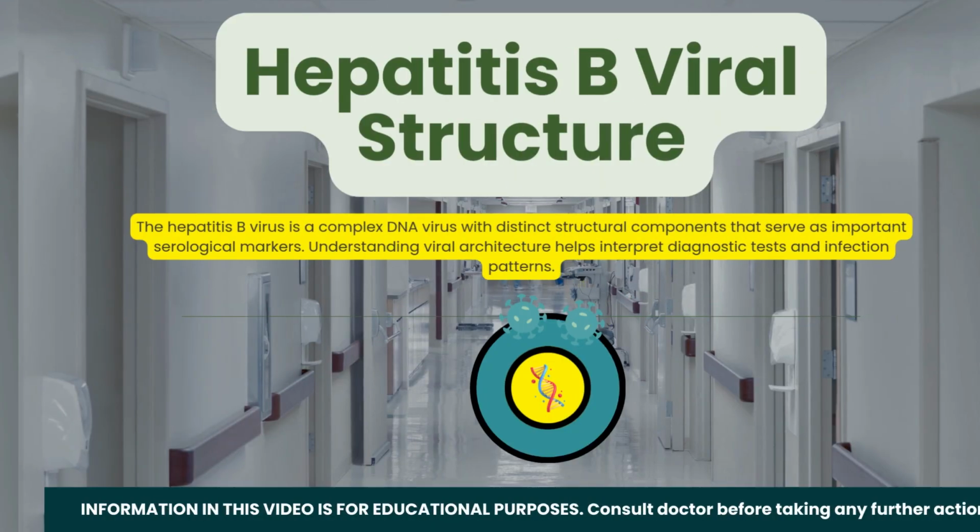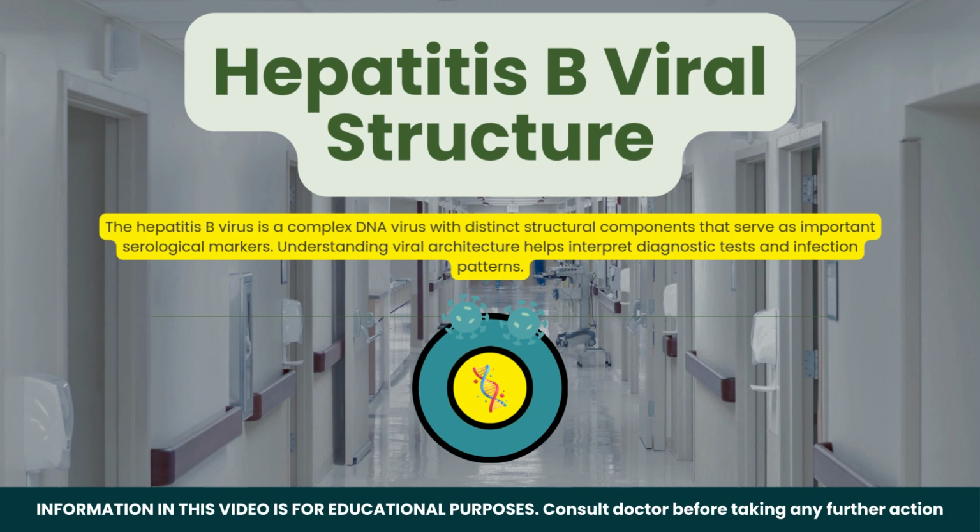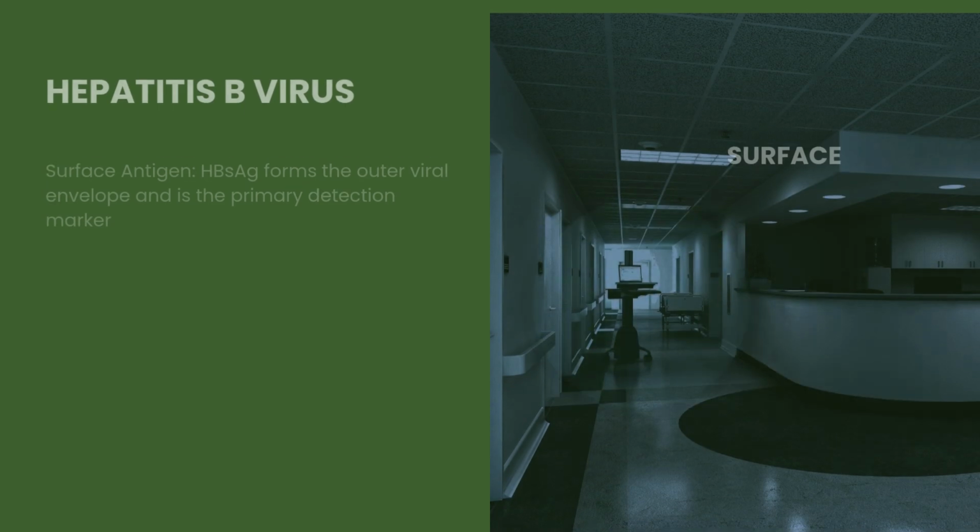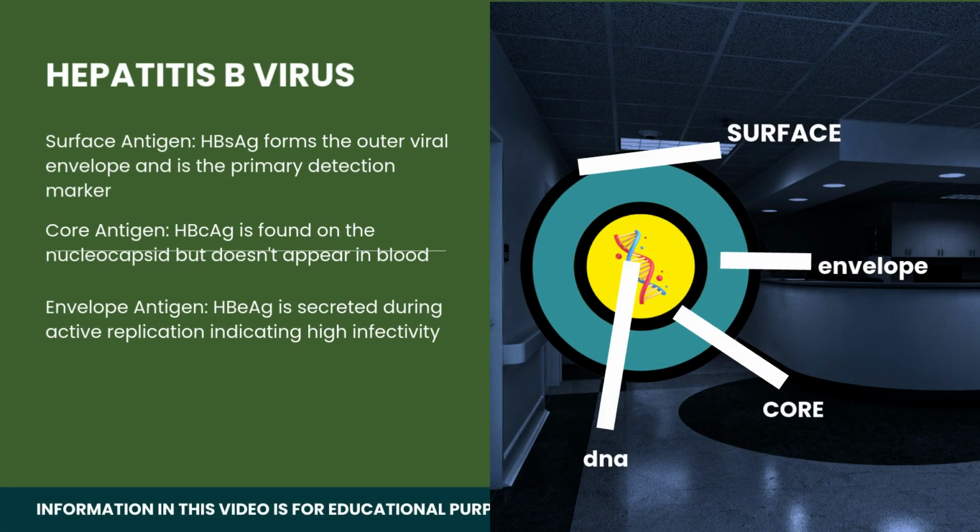In order to understand the serology, you have to understand the structure of the hepatitis B virus. It's a DNA virus with DNA inside, right in the middle, and it has a couple of layers around it, which I'll explain in detail in the subsequent slides. So first, let's look at the structure of the hepatitis B virus, because the entire serology and all the tests that are done for hepatitis B are based totally on the structure.